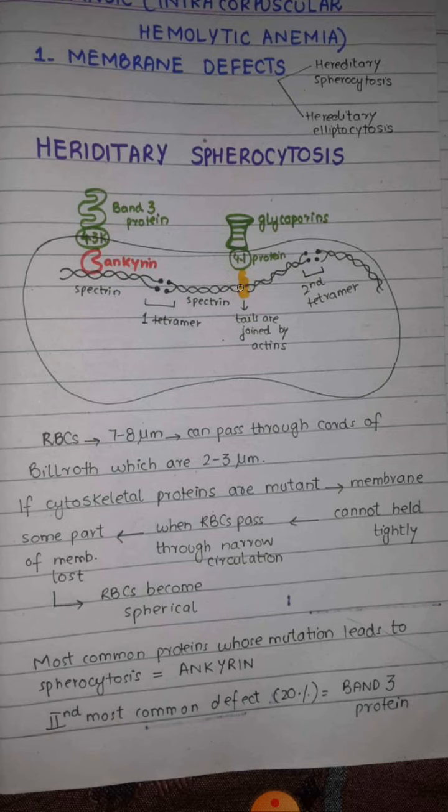Now what are the proteins which are most commonly affected in hereditary spherocytosis? The most important protein here is ankyrin, which is mostly affected, and mostly we have mutations in ankyrin. Then there can be mutation in band 3 protein, which is the second most important protein.